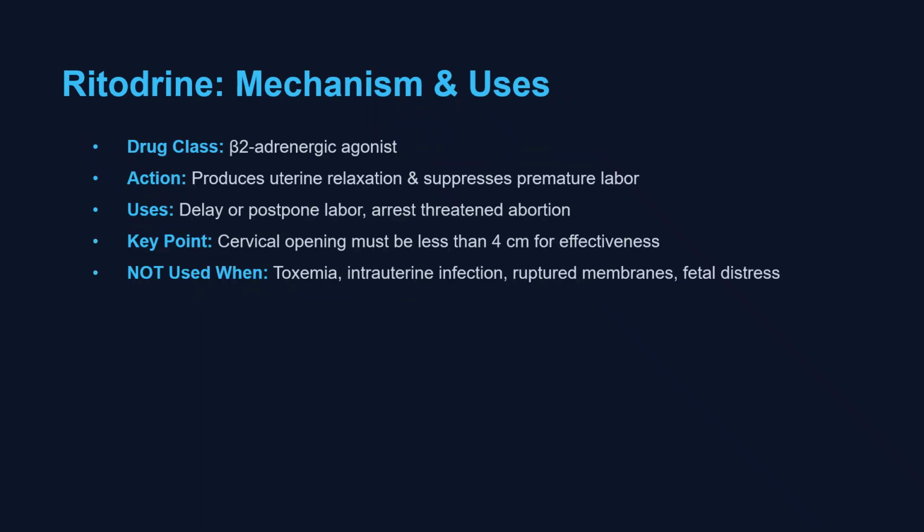Moving on to the adrenergic agonist, ritodrine. Ritodrine is mainly used to reduce uterine contraction and suppress premature labor. It is a beta 2 adrenergic agonist, used to delay or postpone labor and in threatened abortion. It should not be used, same as with ergotamine, in toxemia patients, and ritodrine should also be avoided in ruptured membranes and fetal distress.